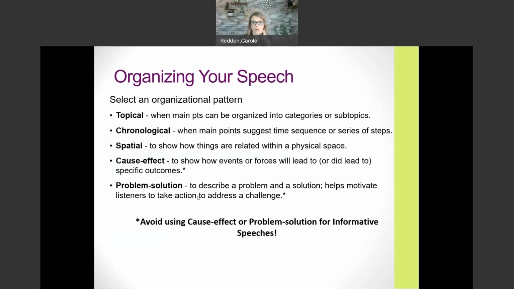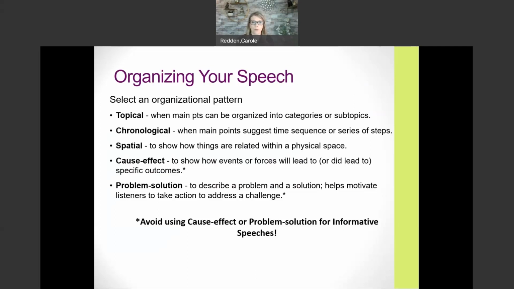The other option for an informative speech would be a topical pattern. This is if you choose a topic where the connection between your main points is just that each of them are in fact topics that describe your overall topic, then it's a topical pattern.